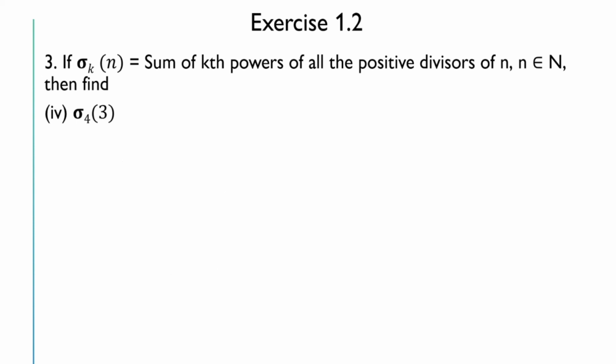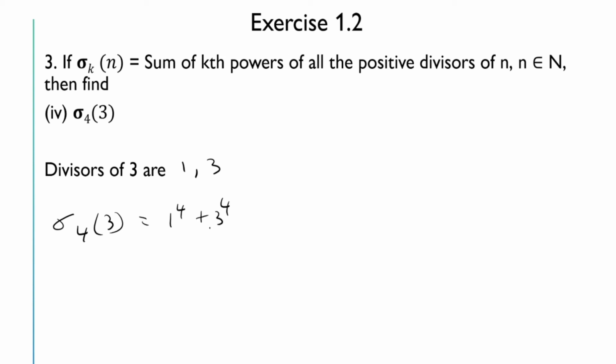Next one is sigma 4 of 3. Sigma 4 of 3 is the sum of fourth powers of all positive divisors of 3. So the divisors of 3 are 1 and 3. So sigma 4 of 3 is nothing but 1 raised to 4 plus 3 raised to 4. That is equal to 1 plus 81, which is equal to 82. So sigma 4 of 3 is equal to 82.